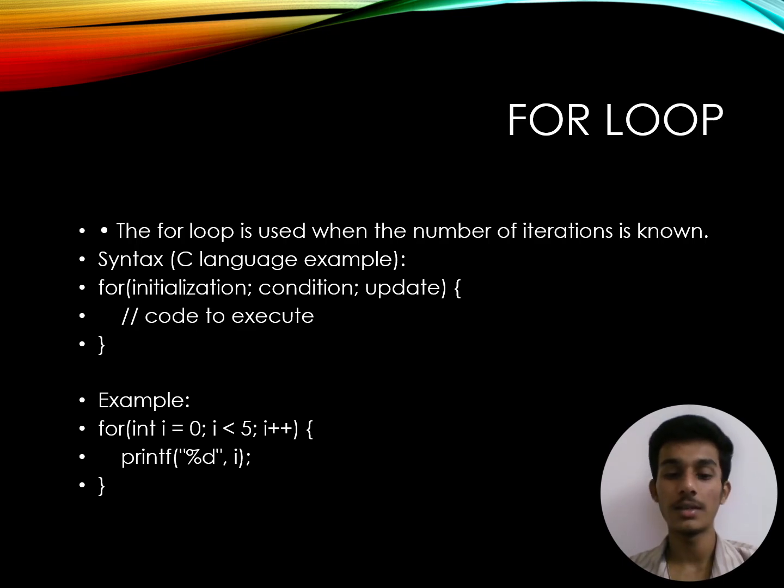If we take an example: for (int i = 0; i < 5; i++). Here int i = 0 is initialization. i < 5 is the condition. i++ is the update, it means increment. Here we'll open the curly braces and we'll write the code to execute: printf("%d", i). We'll close the curly braces. This is known as for loop.